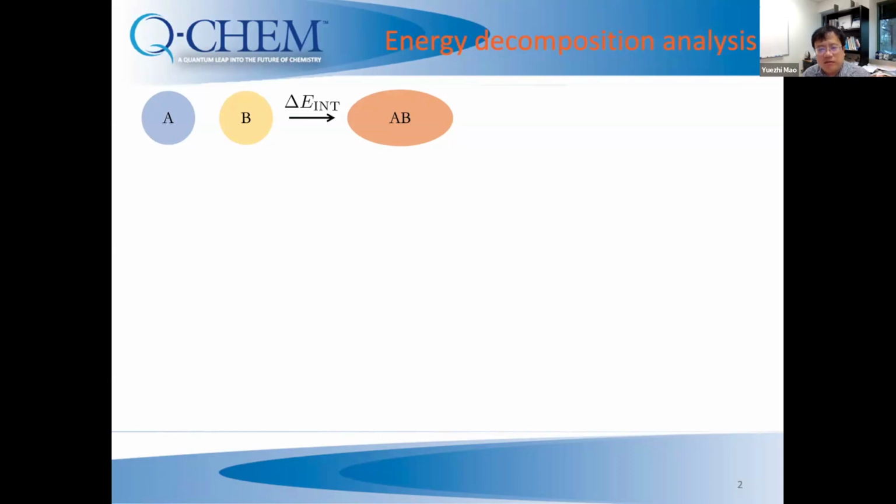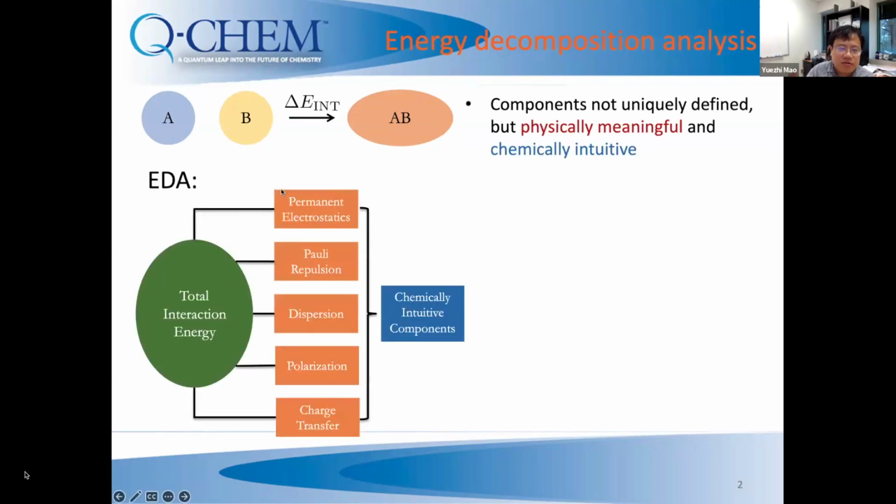So the goal of the energy decomposition analysis method is to further separate this term into a couple of physically more intuitive components to help you interpret the computational result. In the energy decomposition method we are going to talk about today, we separate the total interaction energy into 5 different components, including permanent electrostatics, Pauli repulsion, dispersion, polarization, and charge transfer. Each of these terms has some associated physical meaning.